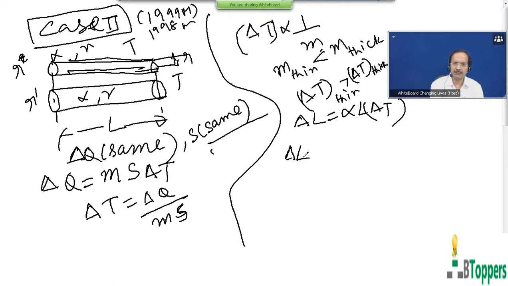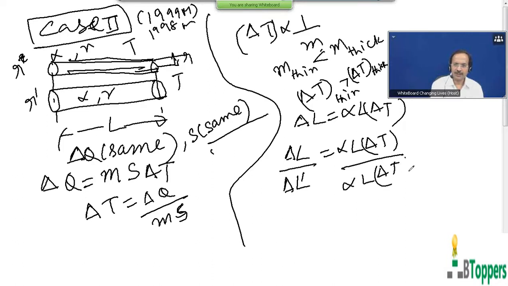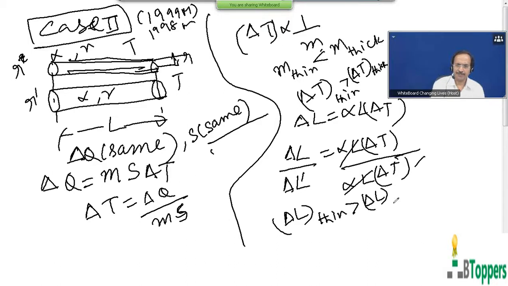So delta L is the increase in length of the first rod. Suppose delta L dash is the increase in length of the second rod. So the ratio of the increase in length of the first rod to the increase in length of the second rod equals the ratio of the increase in temperature of the first rod to the increase in temperature of the second rod. So the increase in temperature is more for the thin rod. Therefore, the increase in length or elongation for the thin rod will be more than the increase in length or elongation for the thick rod when they absorb equal quantities of heat energy.